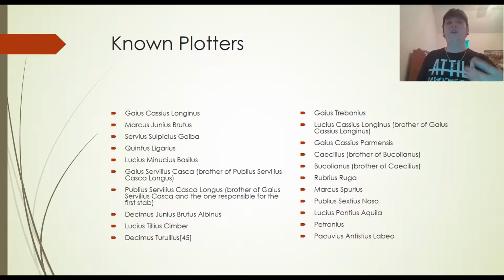So this here is a list of known plotters. There are believed to be many more than this, but this is the list from historical records that we have of conspirators. We have Gaius Cassius Longinus, Marcus Junius Brutus, Servius Sulpicius Galba, Quintus Ligarius, Lucius Minucius Basilus, Gaius Servilius Casca, Publius Servilius Casca Longus, Decimus Junius Brutus Albinus, Lucius Tillius Cimber, Decimus Turullius, Gaius Trebonius, Lucius Cassius Longinus, Gaius Cassius Parmensis, Cassius Bracconius, Rubrius Ruga, Marcus Spurius, Publius Sextius Naso, Lucius Pontius Aquila, Petronius, and Pacuvius Antistius Labeo. This is what we believe and know to be the known plotters for the assassination on the Ides of March.